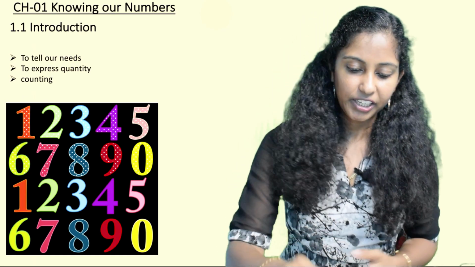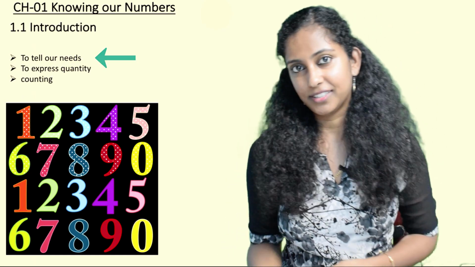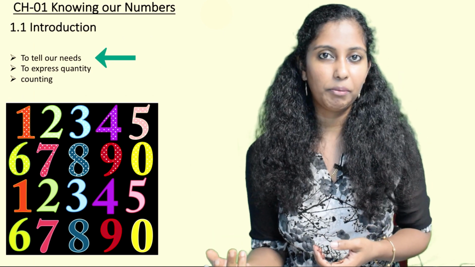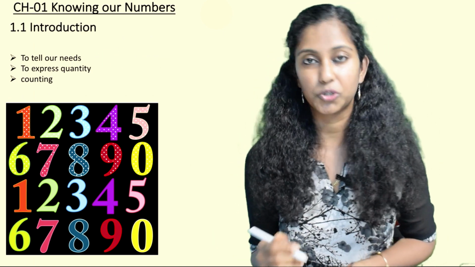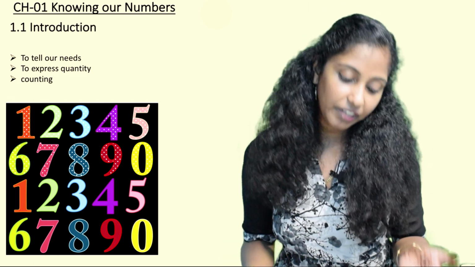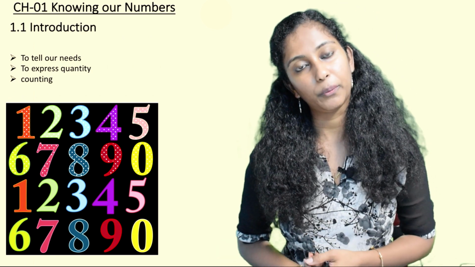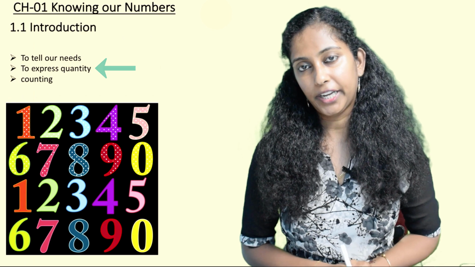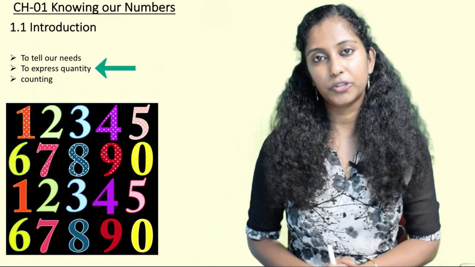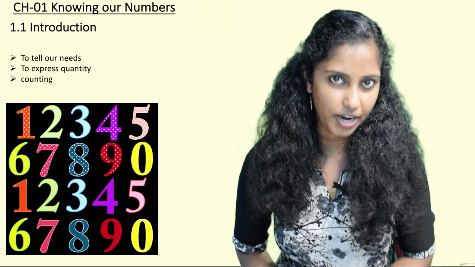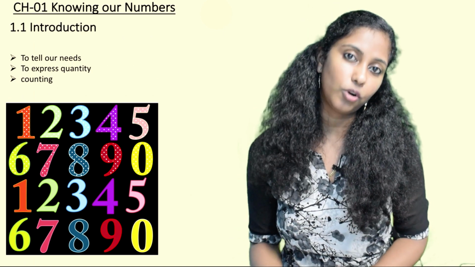So, we need numbers to tell our needs. For example, you all tell your mama, "Mama, I need 2 rotis." Where you say 2 rotis, 2 shows a number. Then we need numbers to express quantity. When we go to buy certain things from the provision store, we tell him or her to give us 2 kgs of rice. So again, 2 kgs is a quantity.